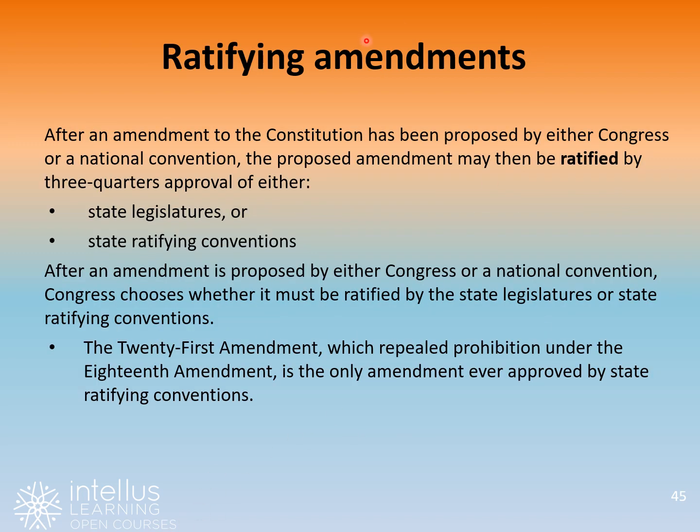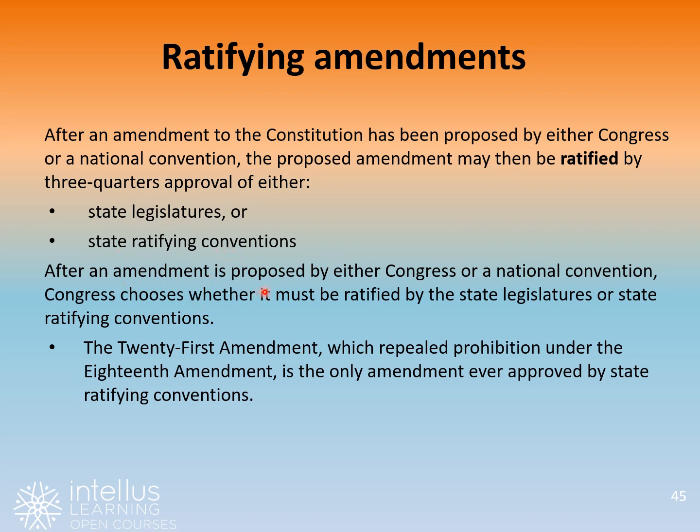Okay, so we've talked about how to propose an amendment. After that amendment's been proposed by either Congress or the National Convention, the amendment has to be ratified by three-quarters approval of either the state legislature or the state ratifying convention. So either 3/4 of the state legislatures have to ratify it, or states can call conventions to ratify it.